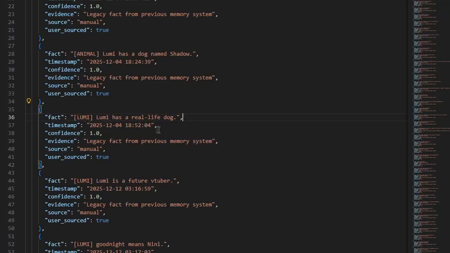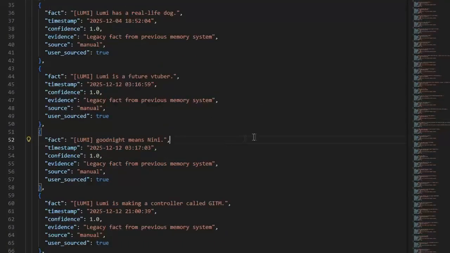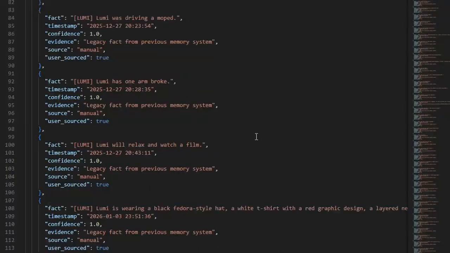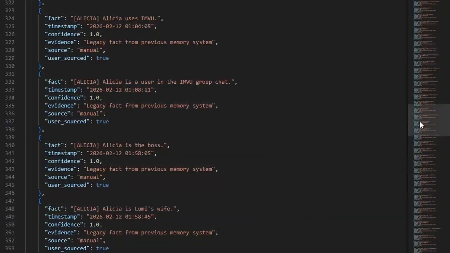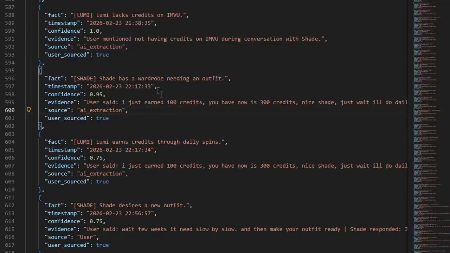The tags classification. Every piece of information Shade stores has its own specific tag, like Lumi for me or animal for animals. This means she's organized. She knows exactly who every piece of info belongs to. The confidence certainty. Look here in the code, there's something called a confidence threshold. If Shade is less than 50% sure about a piece of information, the memory controller blocks it and won't let it into her brain. Basically, she doesn't memorize any nonsense.